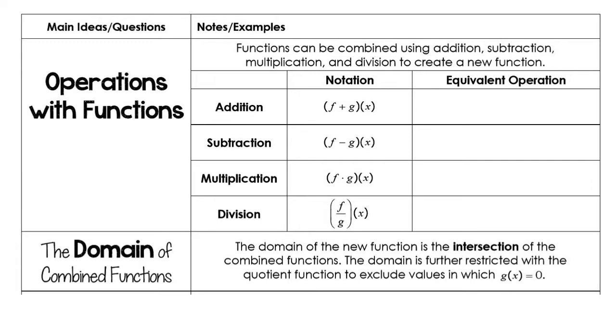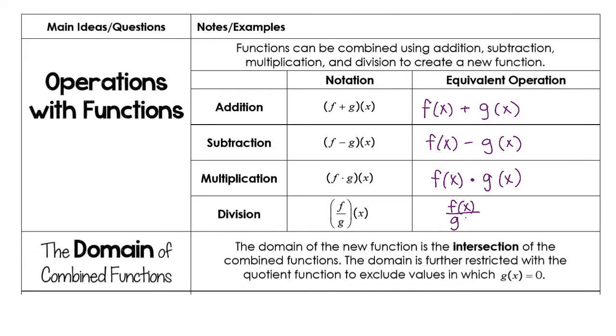Notice this first part, you have addition, and so the equivalent operation here would be f at x plus g at x. And for our next one, we would have f at x minus g at x. And then also for our multiplication, just what you would think, it would be f at x, that value times g at x. And also for our division, so that's going to be f at x divided by g at x.